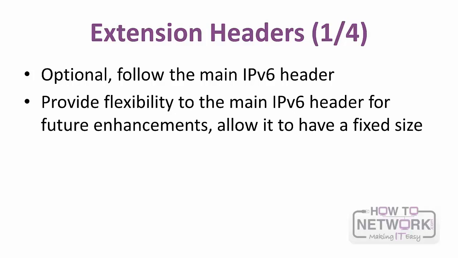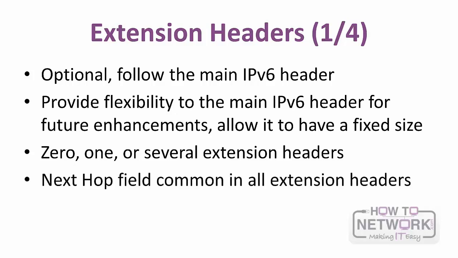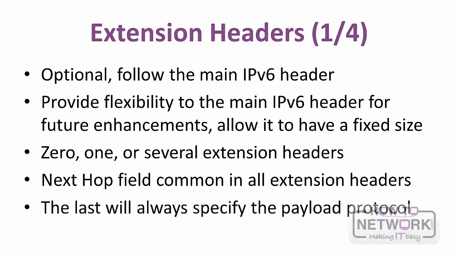Immediately following the mandatory main IPv6 header, there can be 0, 1, or several extension headers. A field common in all extension headers is another next header field, which indicates whether another extension header or the protocol payload is to follow. Therefore, the last extension header will always specify which protocol is encapsulated as the payload.